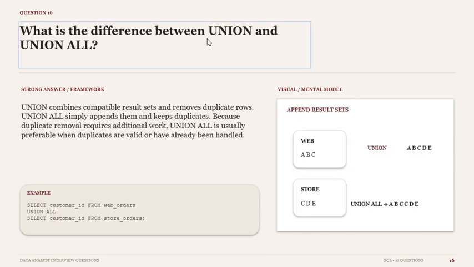The difference between union and union all. If I have A B C and C D E, union will give me A B C D E. Union all will retain the duplicates and give me A B C C D E.